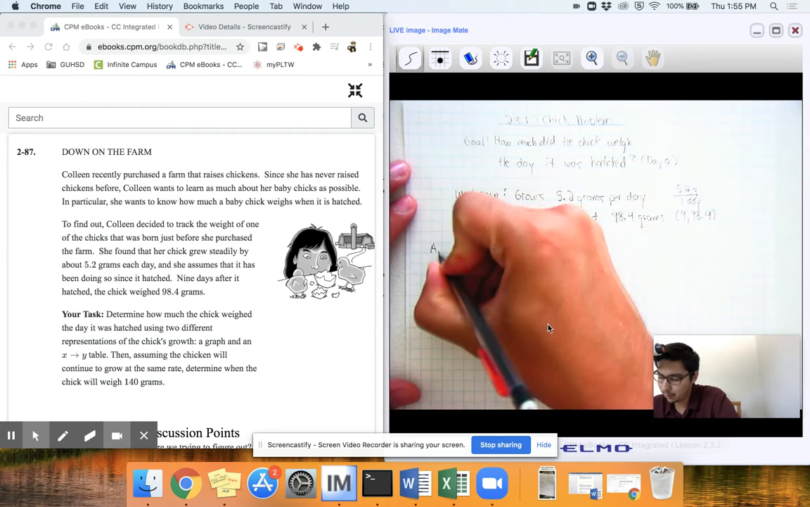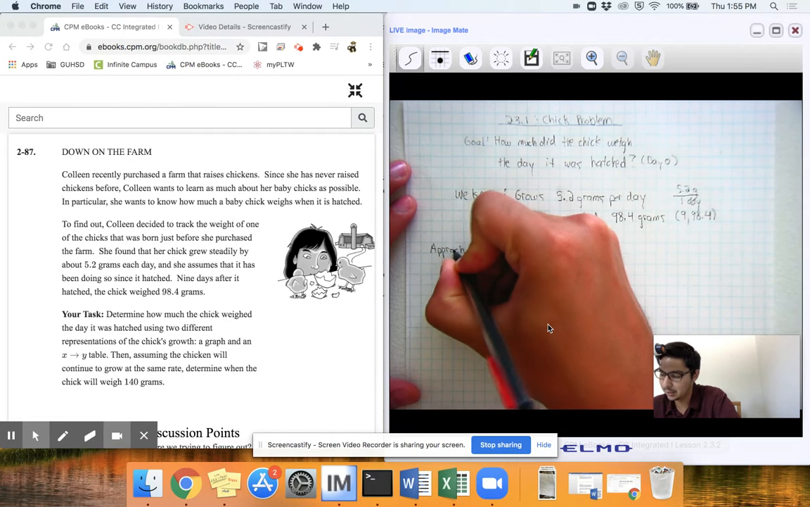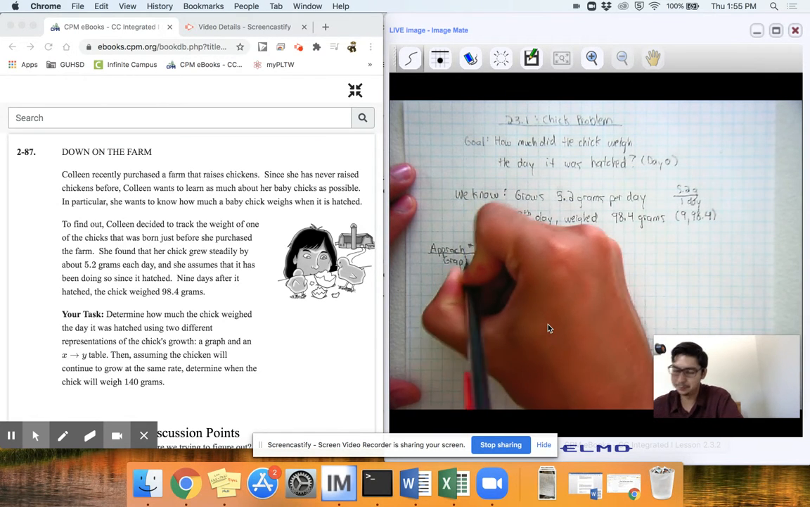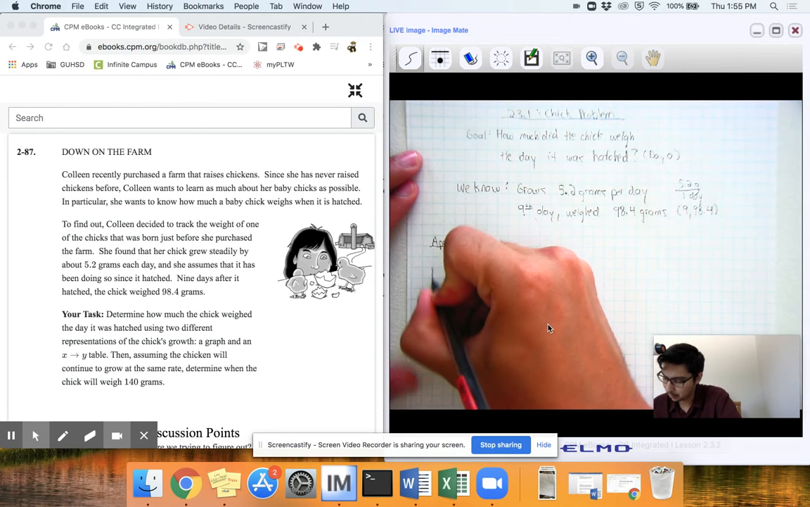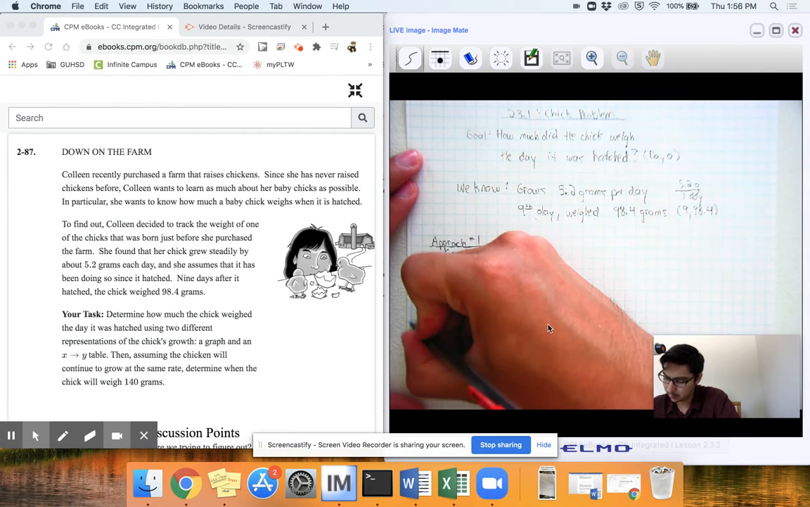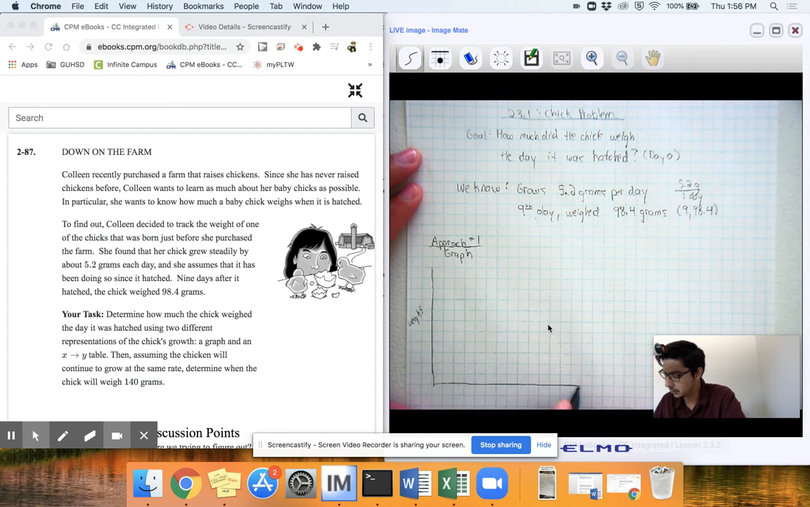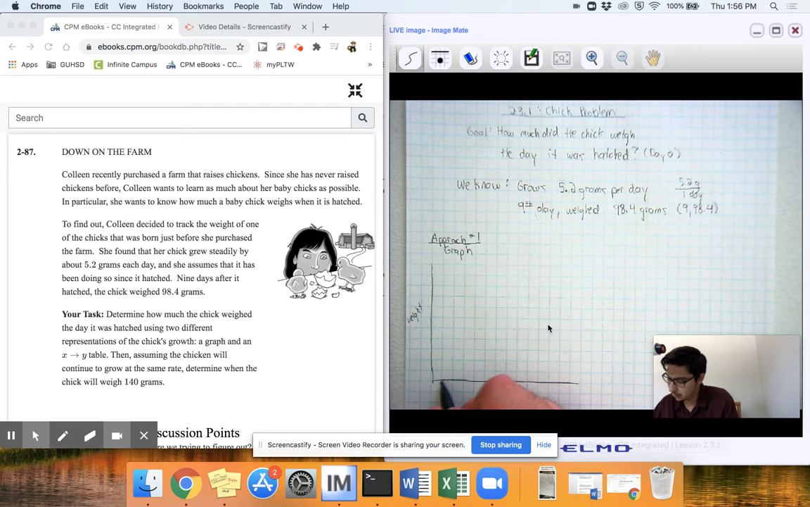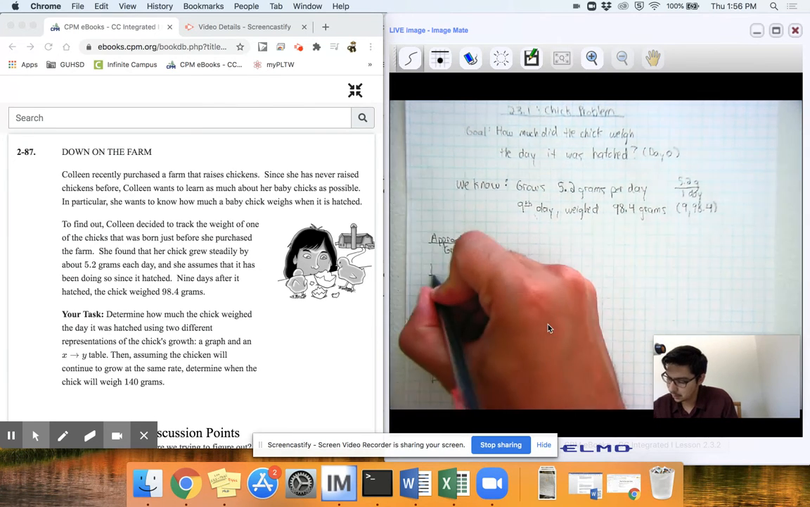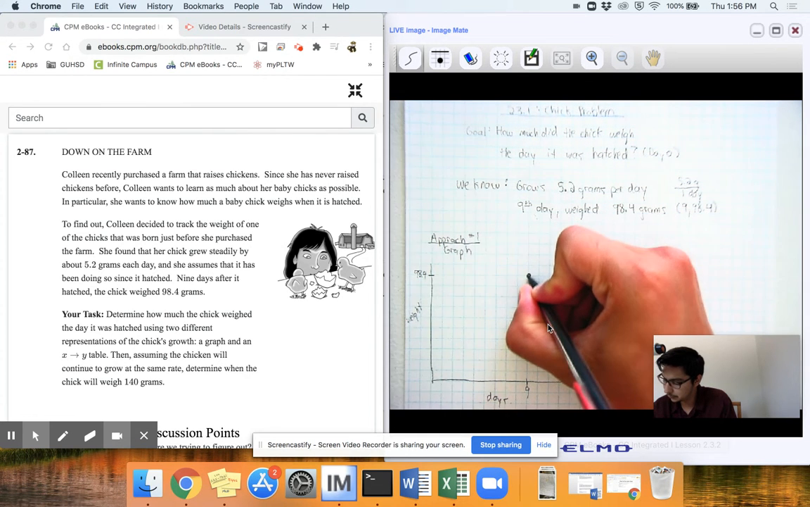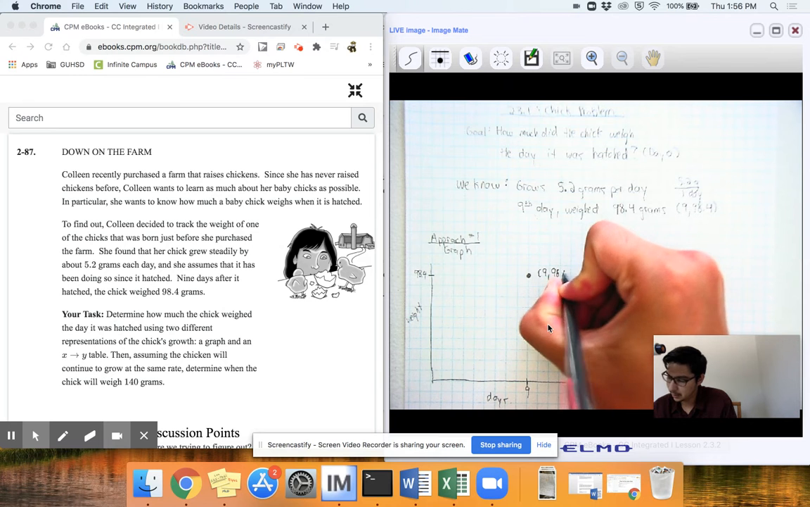Now, there are 3 most common approaches that I've seen. Approach number 1 is that you could make a graph of this data. I'm going to call this axis weight, and down here days. What do we know? On the 9th day, 1, 2, 3, 4, 5, 6, 7, 8, 9, it was 98.4 grams. That's one of the things you knew.